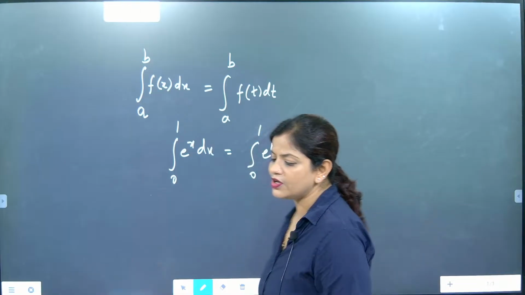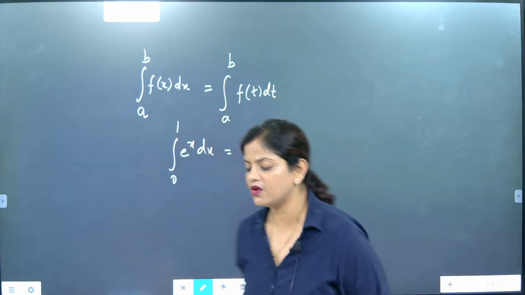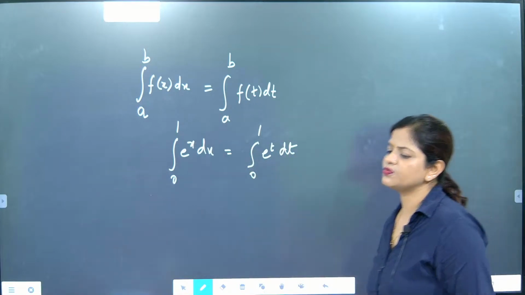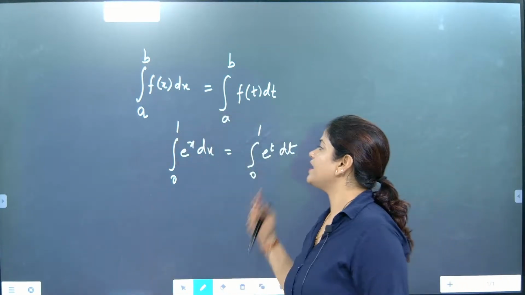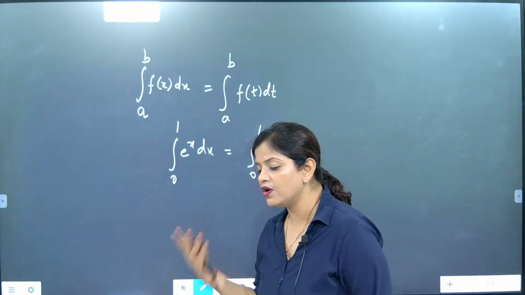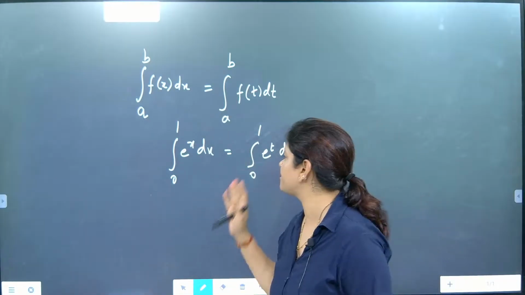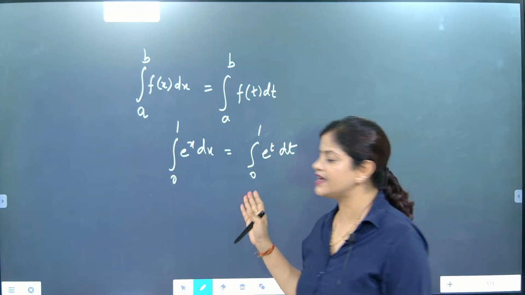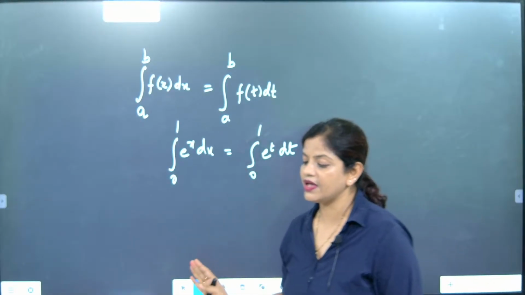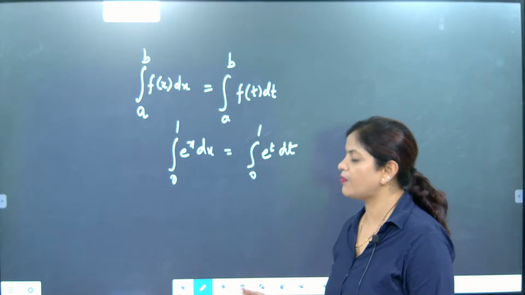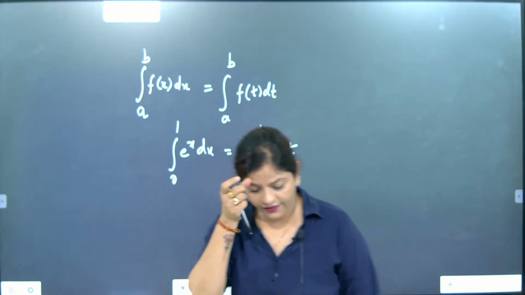That means what, beta, what have you changed here? Logically you have not changed anything, only one small thing you have done. Here you have taken variable x, here you have taken variable t. Lower limit, upper limit, everything is the same. You have e to the power x dx here, and here e to the power t dt. Everything remains the same. Tanish, I hope you might have understood this one.